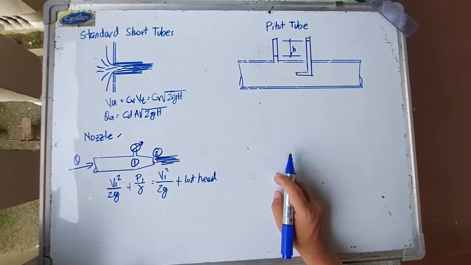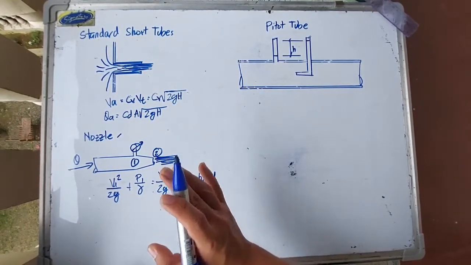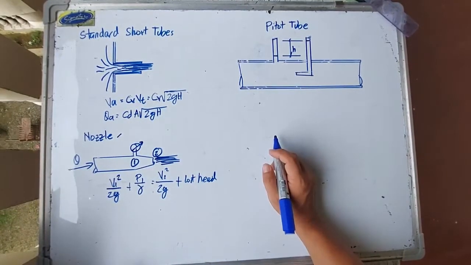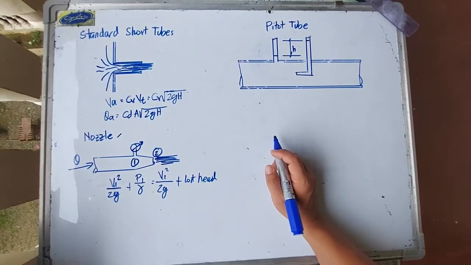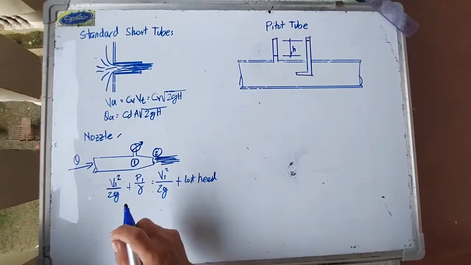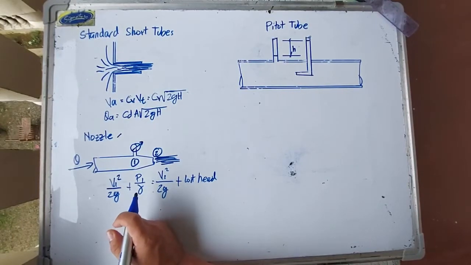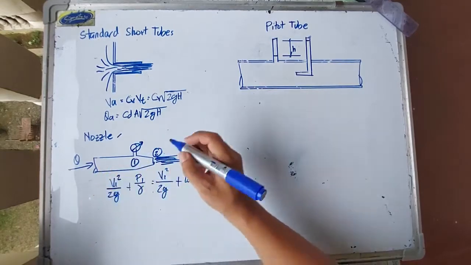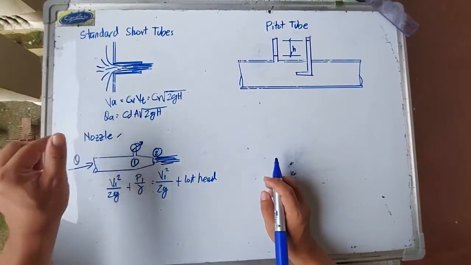Next would be nozzles. We use nozzles to measure discharge. How do you measure discharge using nozzles? Although I think I did not give an example of this. How to solve for discharge using nozzles? Let's see later if there is an example of this. Basically, we're going to use the energy equation to solve for the discharge.